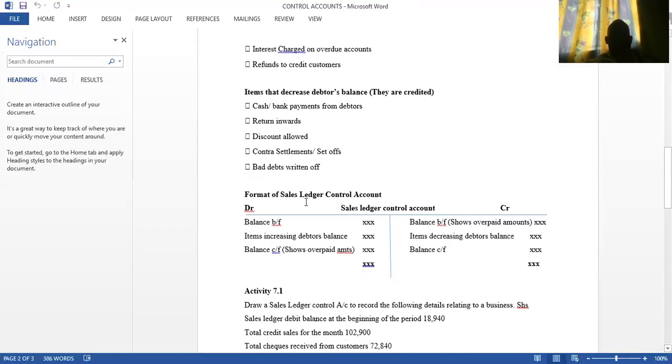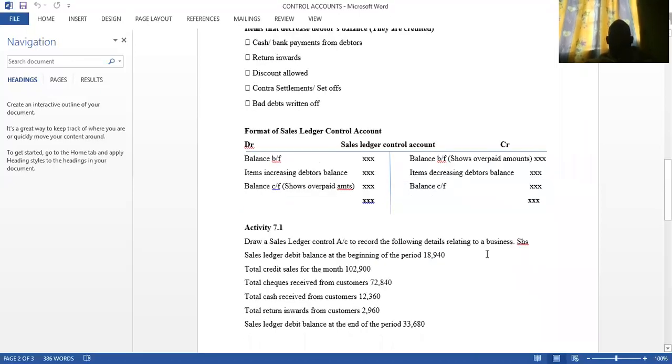So in a ledger account format, this is how the sales ledger control account is going to appear. On this side, we have the items increasing the debtors balance, which we have discussed here. And then on this side, we are going to have the items that decrease the debtors balance, which we have discussed in this particular section. Don't forget that in the question, you are going to be given the opening balances, which we are supposed to record here and here, if you are given both of them. And then at the end of the day, you are also going to be given the closing balance, which you put here, and then you calculate now your own closing balance as we are going to demonstrate.